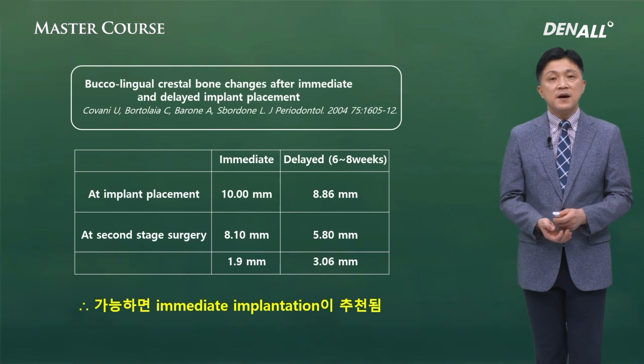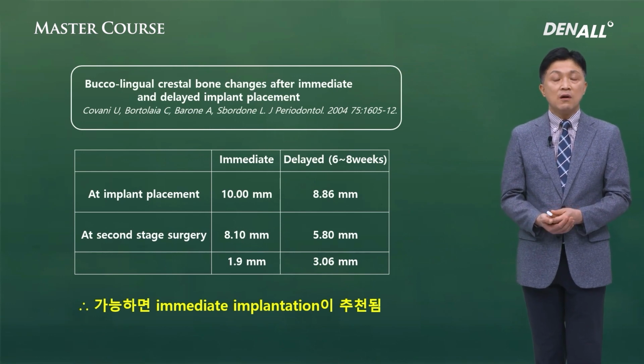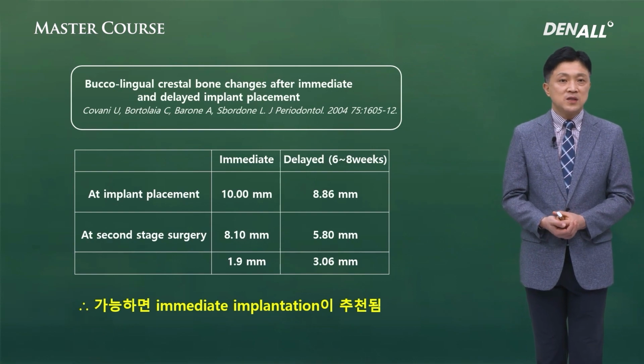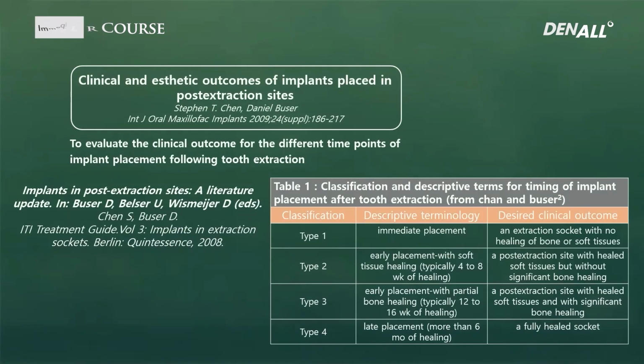Then how stable is immediate implant placement and what kind of prognosis does it have? Let's take a look at a study. As shown, in an extraction socket, if you place an implant, what kind of clinical results can result? This is a study on that. This is the ITI Treatment Guide, volume 3, which looks at implant placement with different timing.